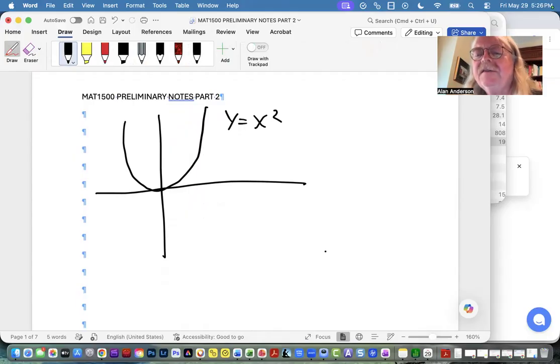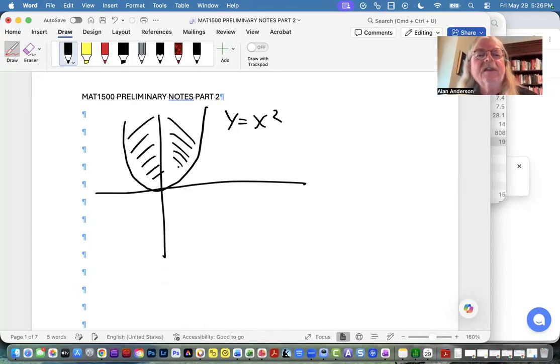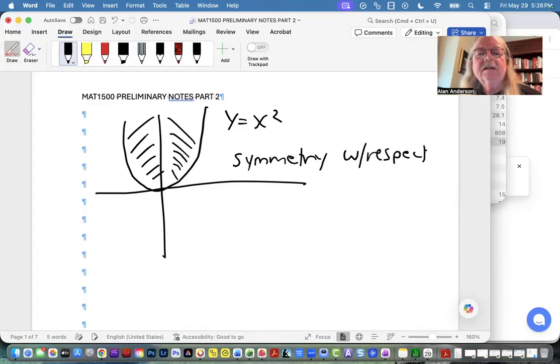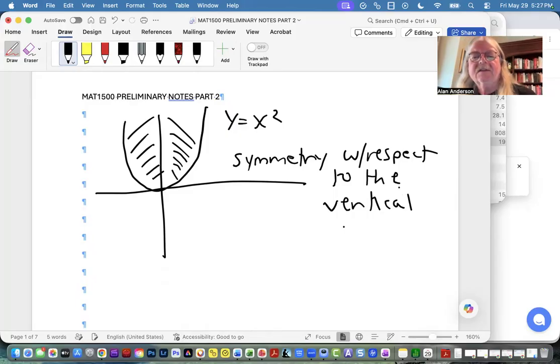Now the idea of symmetry with respect to the vertical axis or y-axis is that everything on the left of this axis is a mirror image of everything that's on the right. So it's symmetry with respect to the vertical axis, which of course is just another name for the y-axis.